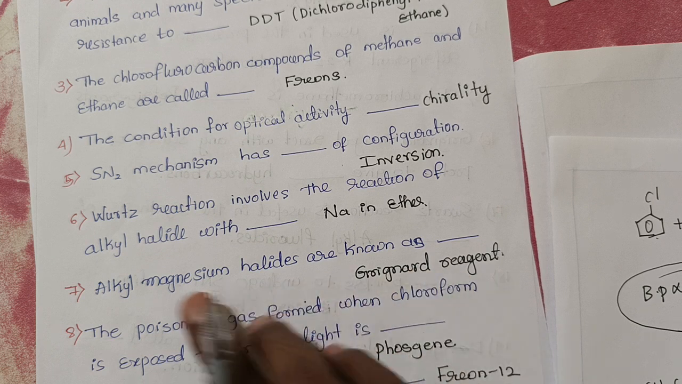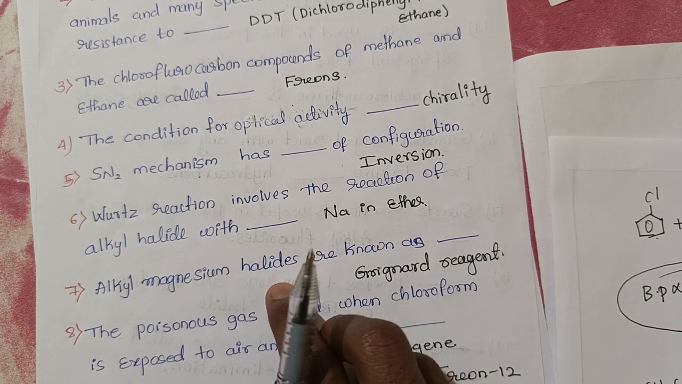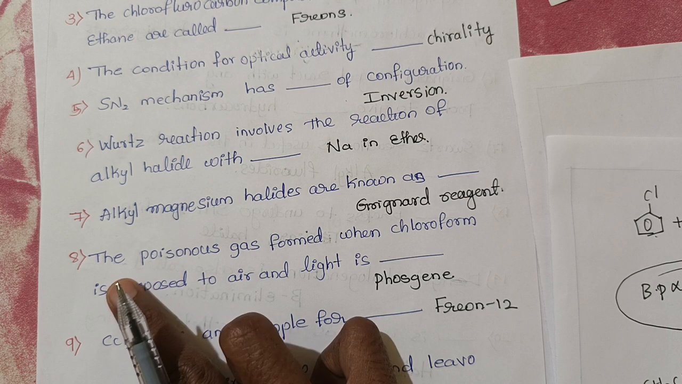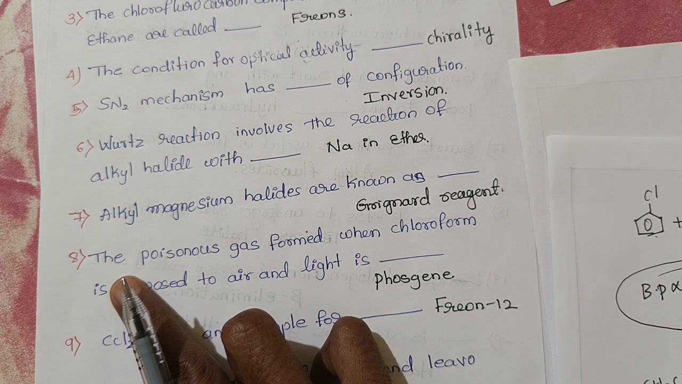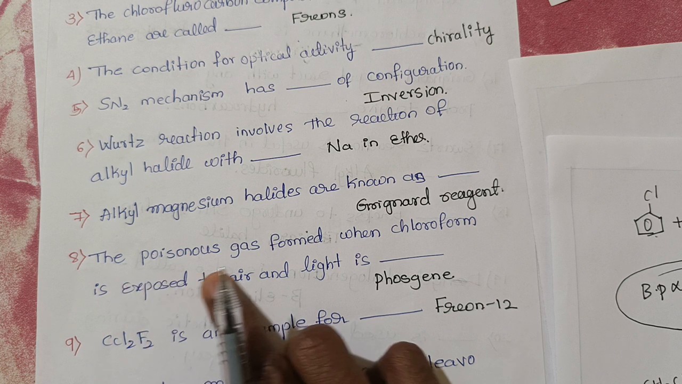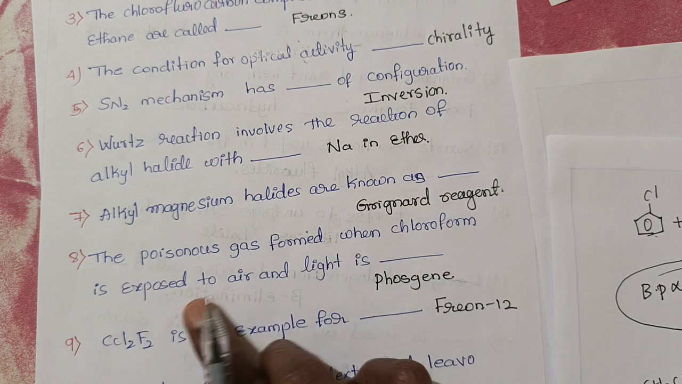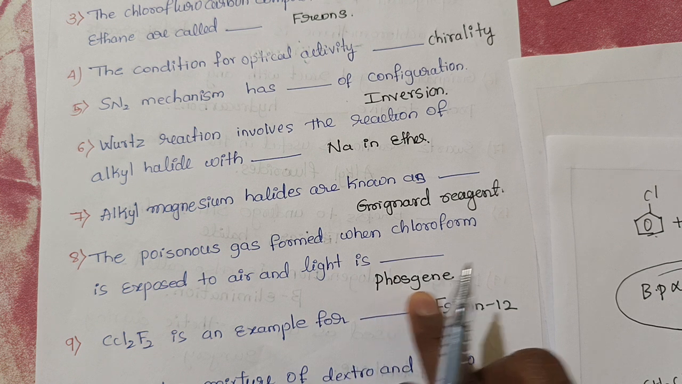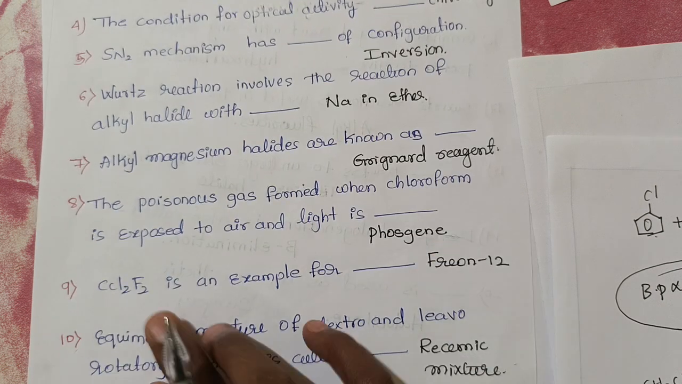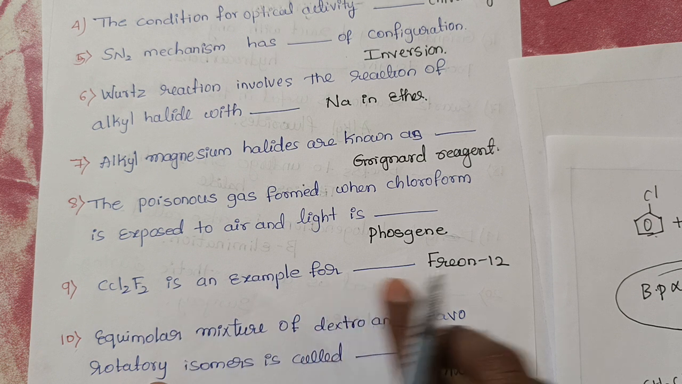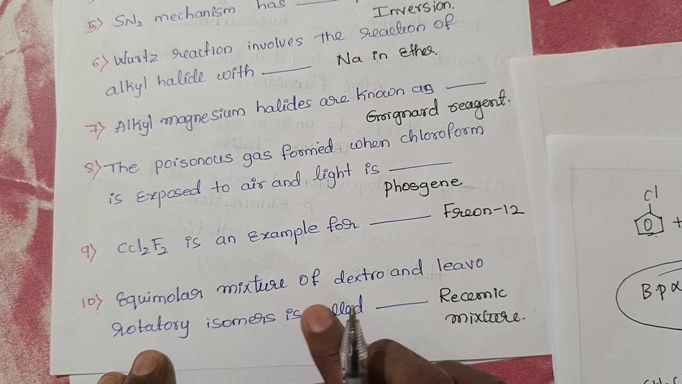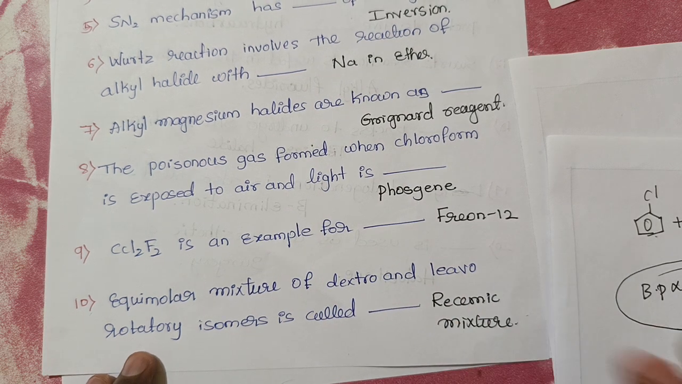What is another name for Grignard reagent? Alkyl magnesium halide, or RMgX. Yes, again this is most important. So many times this question was repeated. The poisonous gas formed when chloroform is exposed to air and light is phosgene. You should remember. CCl2F2 is an example for Freon 12. This value MCQ question has come. Equimolar mixture of dextro and laevorotatory isomers is called a racemic mixture.